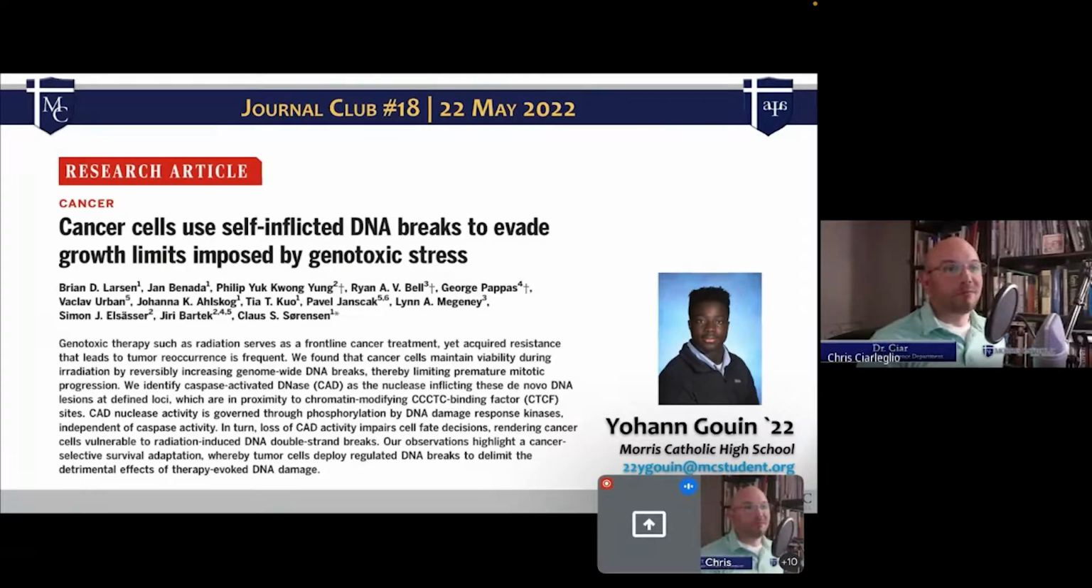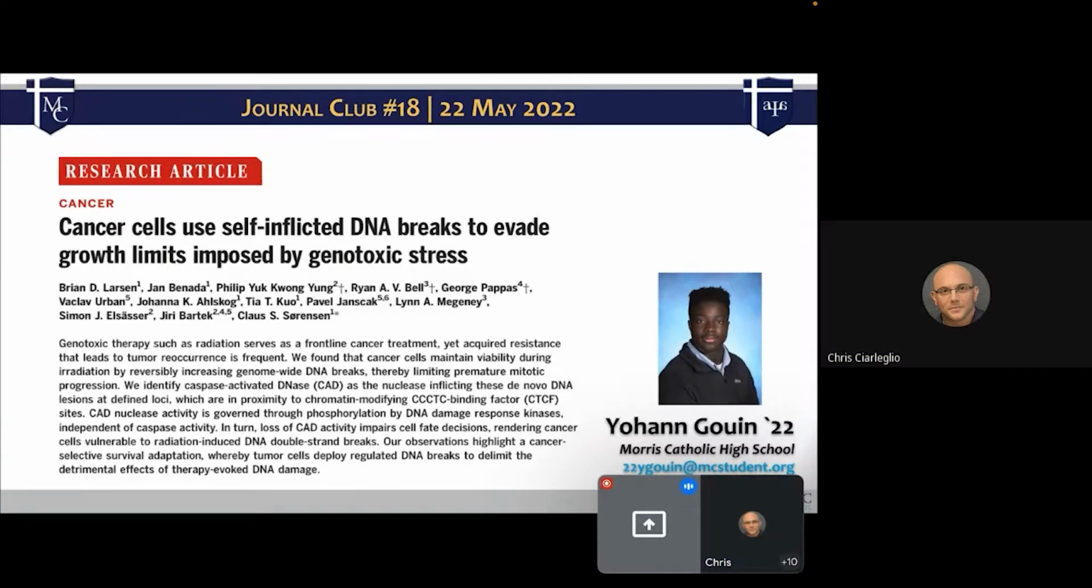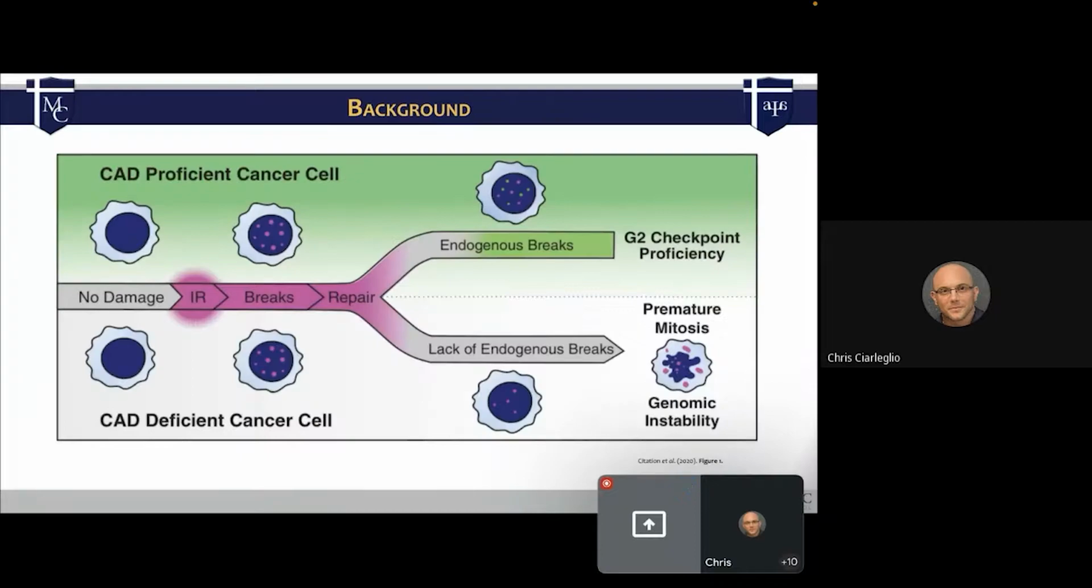Char said, the paper is called Cancer Cells Use Self-Inflicted DNA Breaks to Evade Growth Limits Imposed by Genotoxic Stress. Basically, the premise of this study is it highlights a survival adaptation that cancer cells use to fight against or hinder genotoxic stress, which is irradiation. So basically, imagine a cancer cell that's being shot by radiation. We're talking like cancer patients and such.